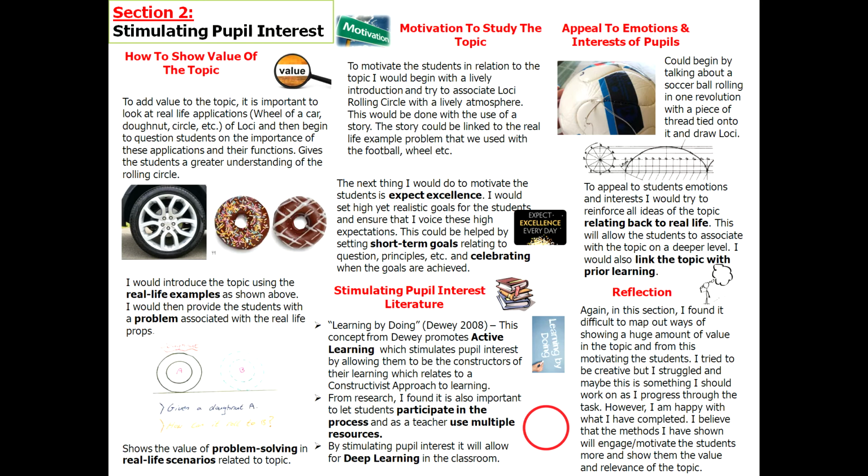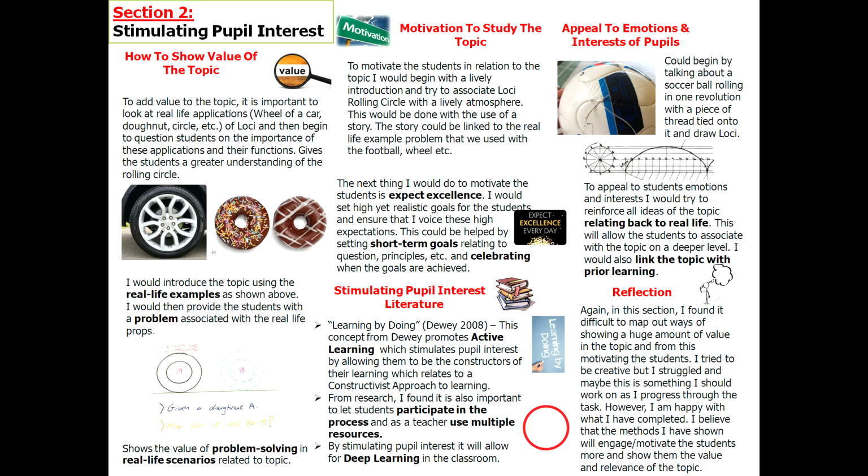To add value to the topic, it is important to look at real life applications, such as the wheel of a car, a donut, etc., and then begin to question students on the importance of these applications and their functions. This gives students a greater understanding of the rolling circle. I would then choose a topic using real life examples as shown above, and provide the students with a problem associated with real life.